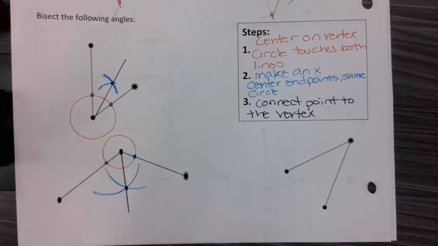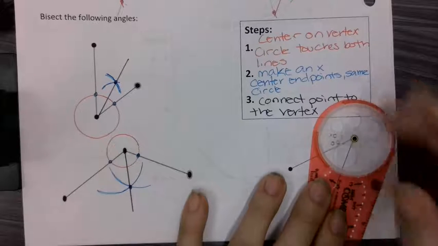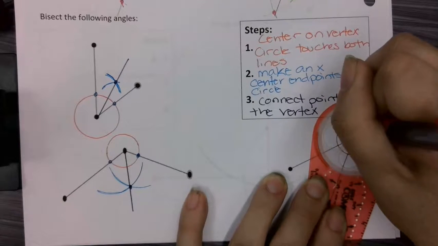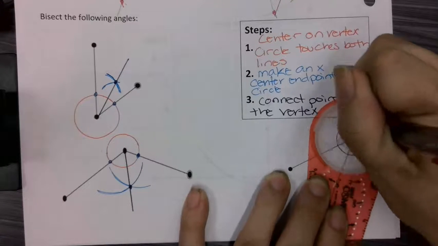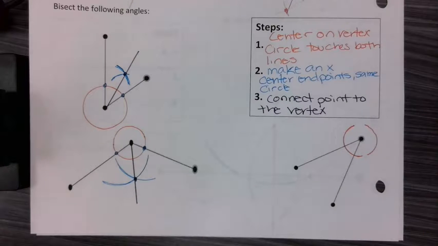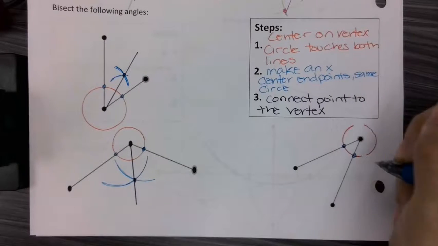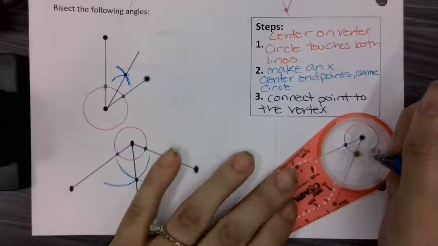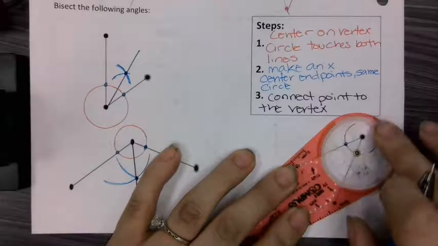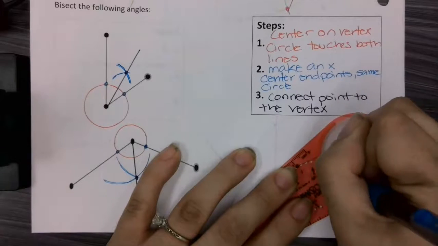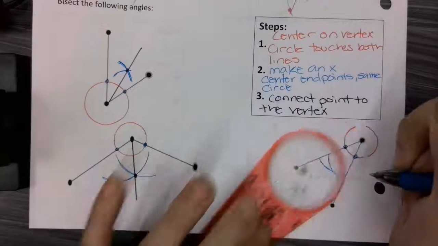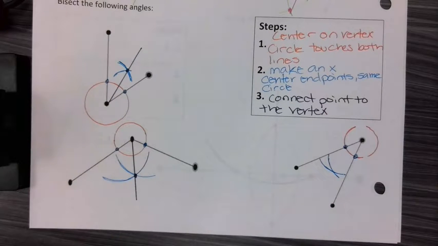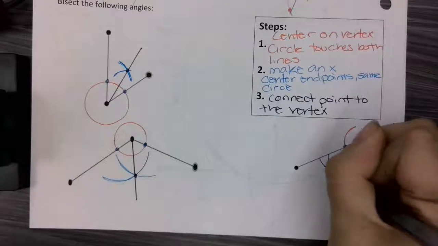Okay, so I'm going to do that again on the last one. I'm going to center at my vertex, pick a circle, and just draw it. That's good enough. And then I'm going to put a point where my circle is crossing my lines. I pick any size circle that I want, and I pick the same size circle over here. And where they cross, I put a point and draw through.